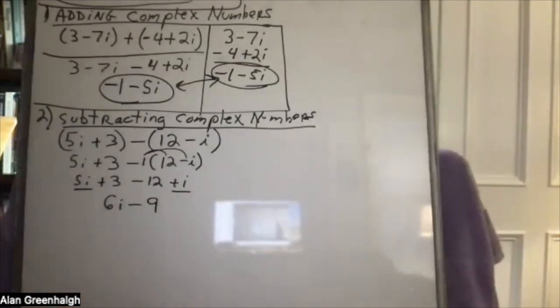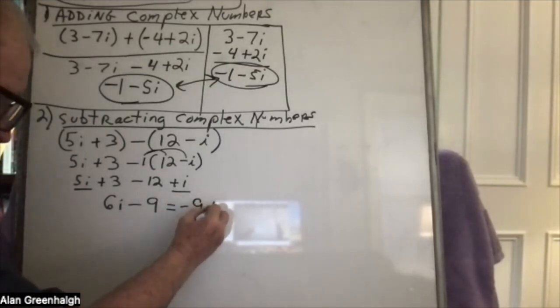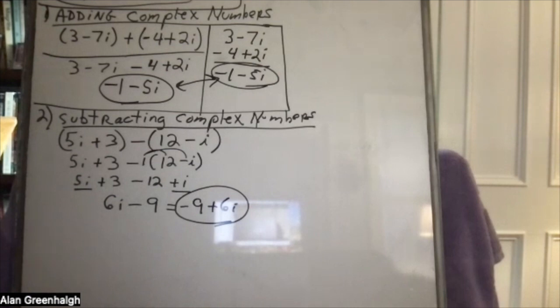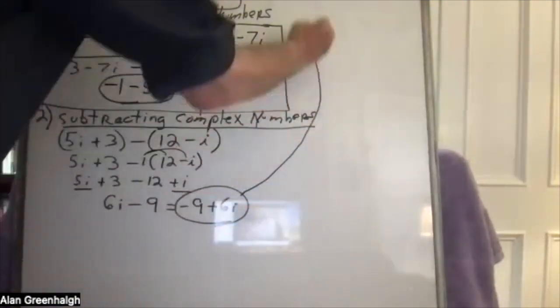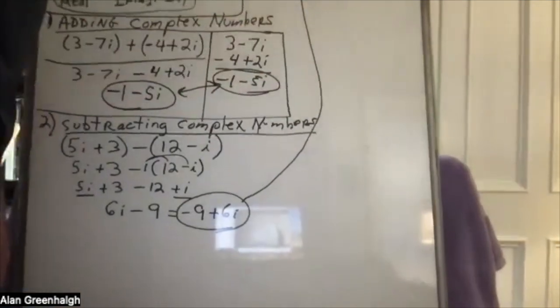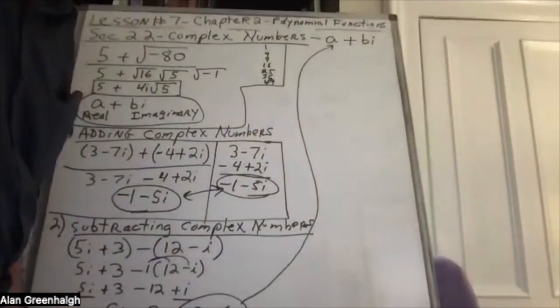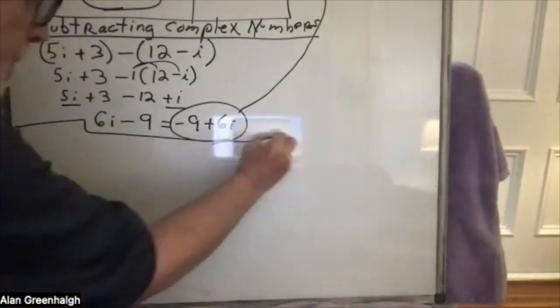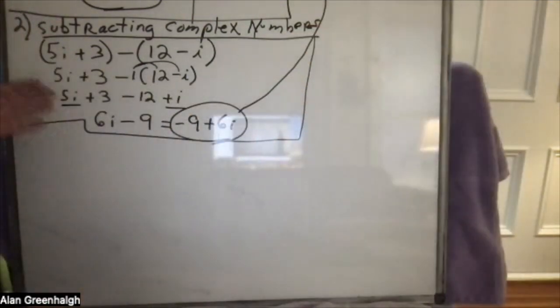Now, if you want to put it in A plus BI form, you can even change this to -9 plus 6I. I like this answer better because it's more in the form all the way up here to the top of A plus BI. See, so I like to keep it like that because you never know what's coming up next. That's called subtraction of complex numbers. Okay, so it's like adding 5x plus 3y. You just combine like terms.